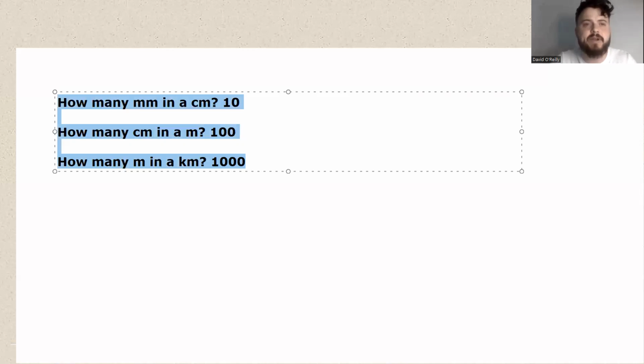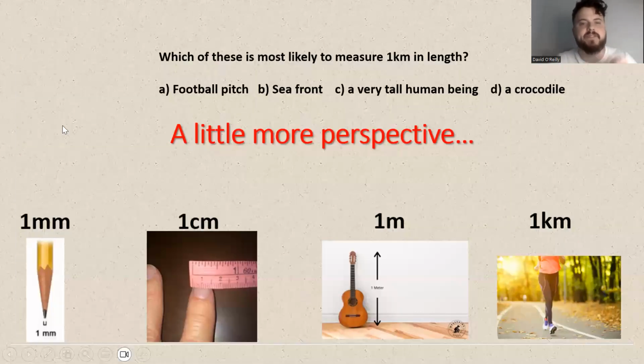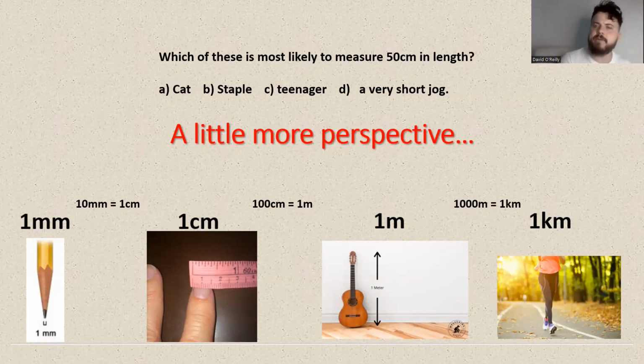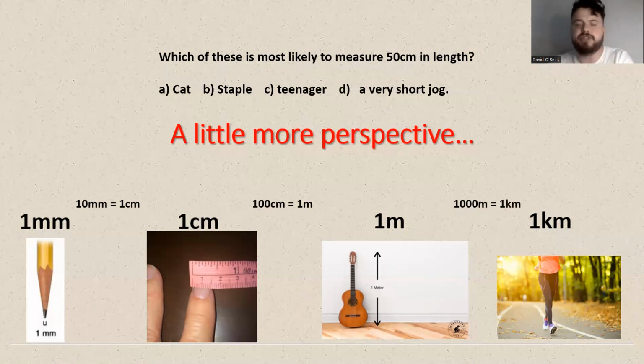So the next thing I want to talk about with you is this question: which of these is most likely to measure 50 centimeters in length? Is it a cat? Is it a staple? Is it a teenager? Or is it a very short jog? Let's do some deductions. Remember what deductions are? Let's rule out the answers that we know it isn't.